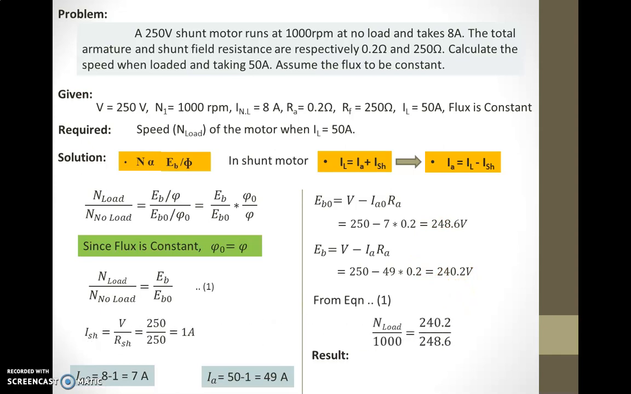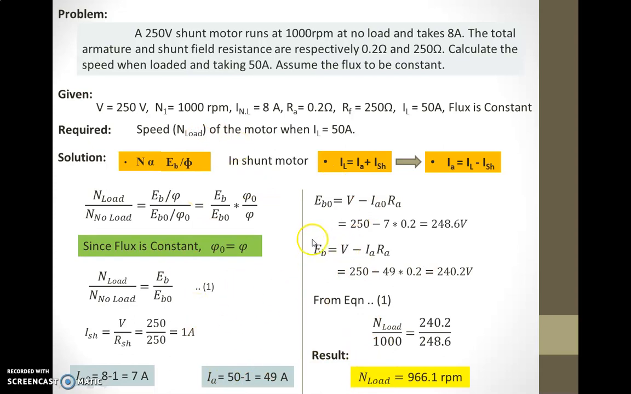Now we have both values of EMF during loaded and no load condition. From equation 1, we can apply all the known values, that is no load speed 1000 rpm, back EMF at a loaded condition 240.2, back EMF at a no load condition 248.6. Finally, we have the value of the unknown, that is speed at loaded condition, N load, that is equal to 966.1 rpm.